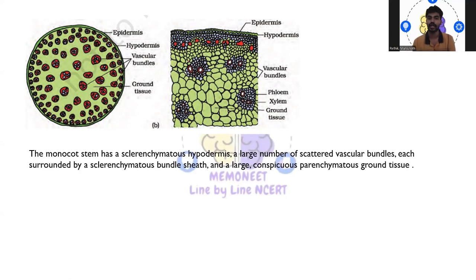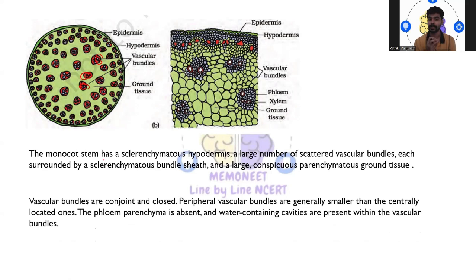A large number of scattered vascular bundles. Here, in the dicot, the vascular bundles were arranged in a ring-like structure, but here the vascular bundles are scattered everywhere. They are not arranged in a ring-like structure. Each is surrounded by a sclerenchymatous bundle sheath, and there is a large conspicuous parenchymatous ground tissue. Getting it? So another one, parenchymatous ground tissue.